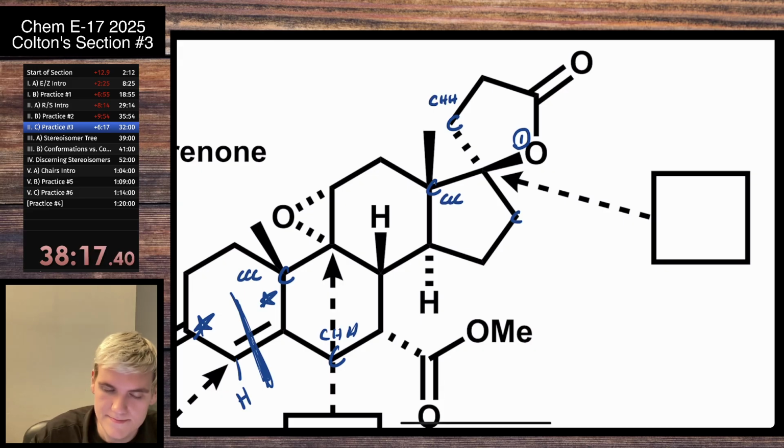Last one. This carbon is connected to a carbon and 2 hydrogens. CHH. So between these 3, is there one that beats out the others? Yeah, the CCC wins. So this is going to be priority 2.